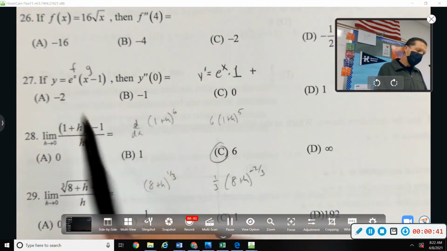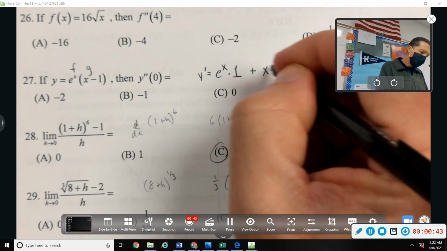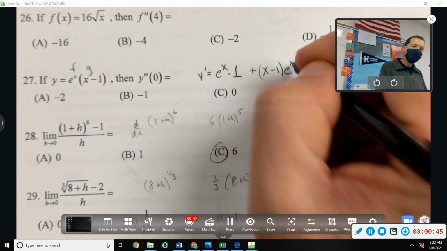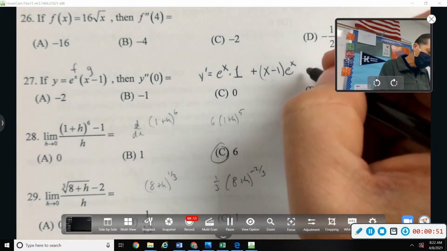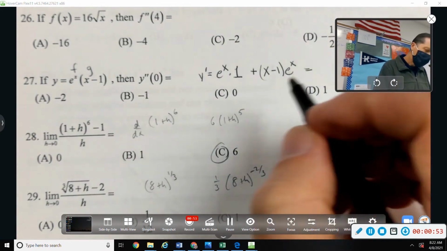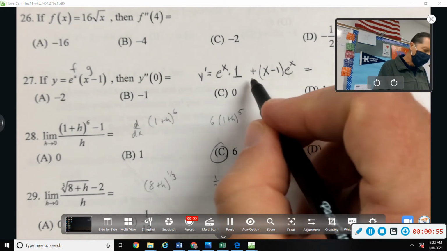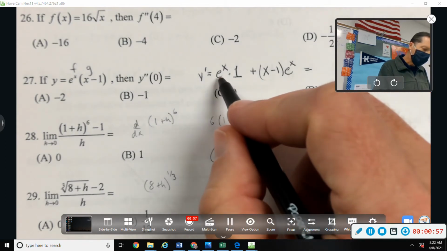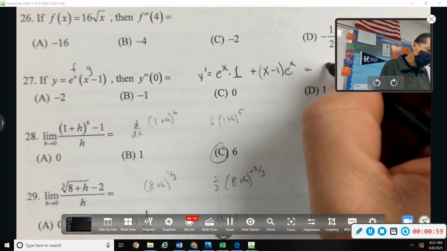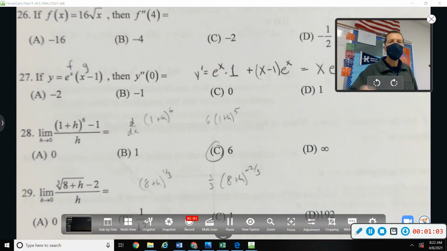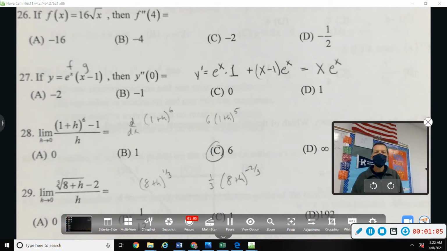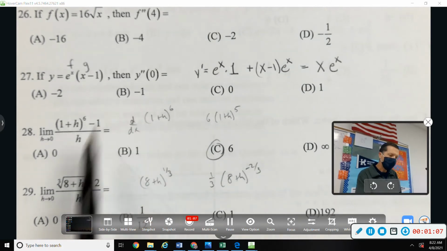Plus the second one times the derivative of the first one. And then we can clean that up a little bit. In fact, that cleans up quite nicely because e to the x minus e to the x goes away and we're left with x e to the x for our first derivative. But we want the second derivative.